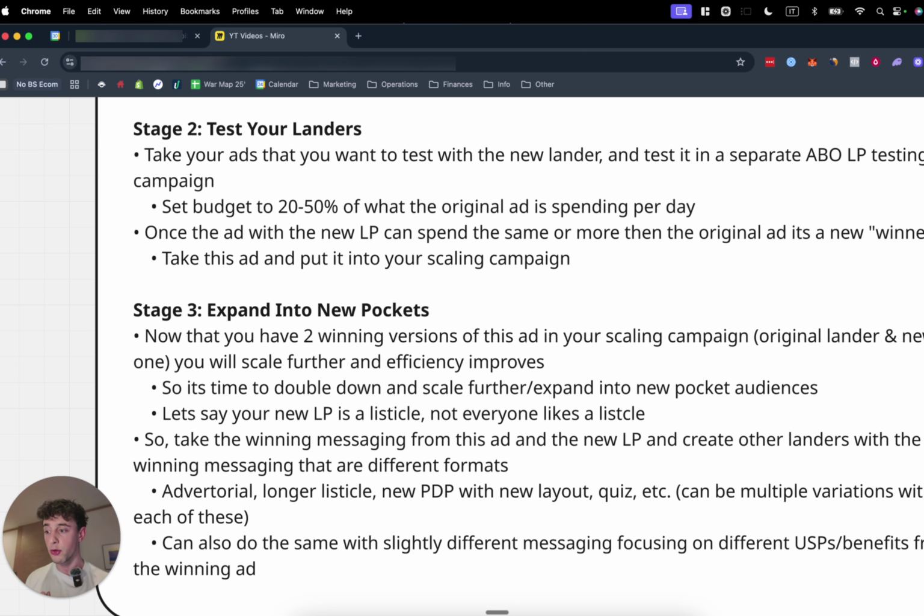Now, you can also do the same with slightly different messaging, focusing on different USPs and benefits from the winning ad, right? So one way to go broad with these landing pages is different formats. And just like with ads, you can then take this winning landing page with this messaging and change up the messaging slightly with different USPs, benefits, and features that you talk about in the ad. So just focus on a slightly different part, obviously keeping the core message the same because that's why it's working, okay? And that's how you expand to new pockets with these landing pages.